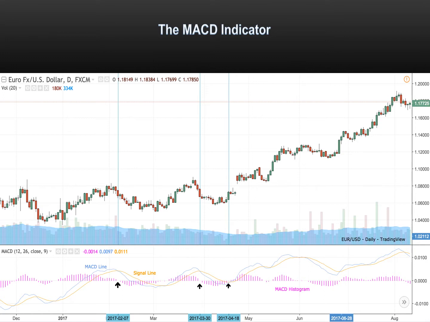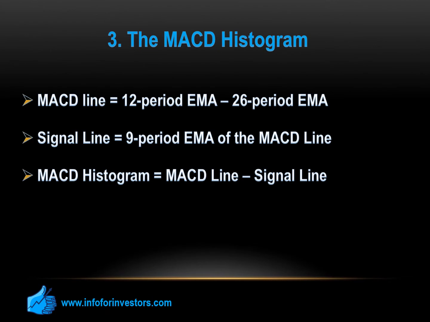We can calculate the different components by the following calculations. MACD line equals 12-period EMA minus 26-period EMA. Signal line equals 9-period EMA of the MACD line. MACD histogram equals MACD line minus signal line.